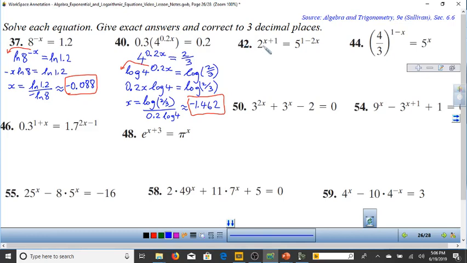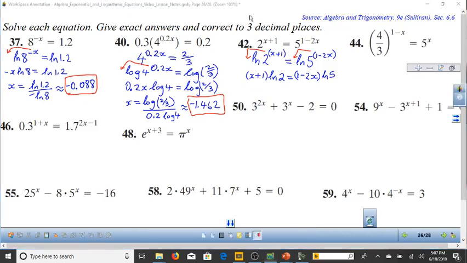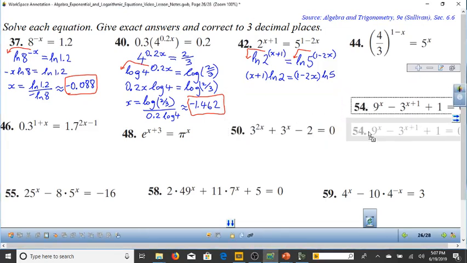This one, it's 2 to the x plus 1 is equal to 5 to the 1 minus 2x. Two different bases. What I'm going to do is take the natural log of both sides. ln of 2 to the x plus 1, I'm going to put that in parentheses, and ln of 5 to the 1 minus 2x. I move the exponents to the coefficient. I have x plus 1 times the ln of 2 is equal to 1 minus 2x times the ln of 5. And then we can proceed with the distributive property and simplifying.